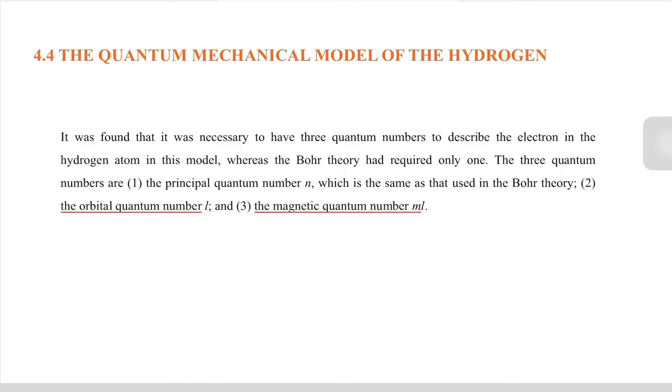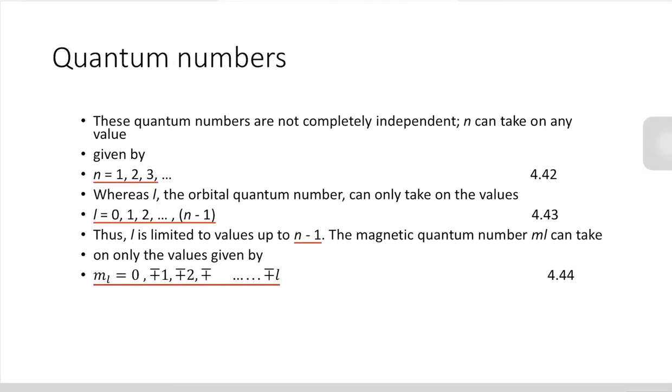And it was found that it was necessary to have three quantum numbers to describe the electron in the hydrogen atom in this model, whereas the Bohr theory required only one. The three quantum numbers are: the first is the principal quantum number, n, which is the same as that used in the Bohr theory. The second is the orbital quantum number, L, and the third is the magnetic quantum number, m sub L.